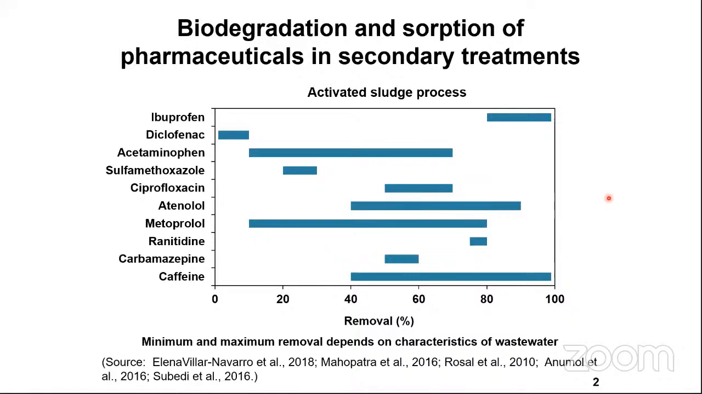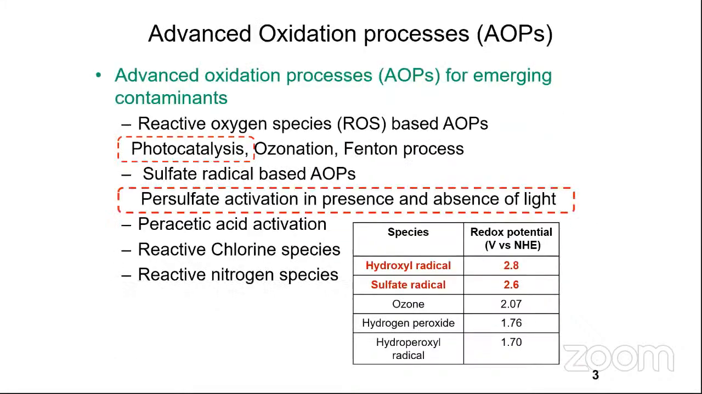Different studies were conducted earlier to understand the removal of pharmaceuticals in terms of biodegradation and sorption in the secondary treatment units. For the activated sludge process, you can see that different classes of pharmaceuticals are reported with considerable variation in their removal percentage, which depends on the characteristics of wastewater, which varies with the season. So, an additional treatment process is required to degrade these emerging contaminants.